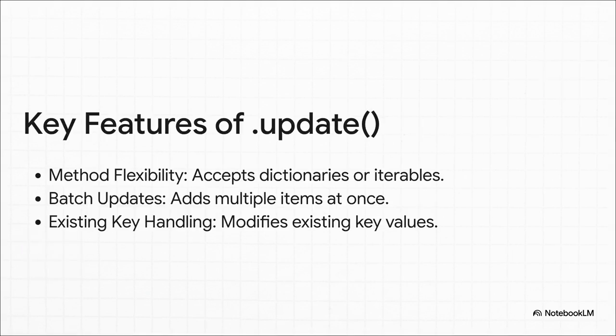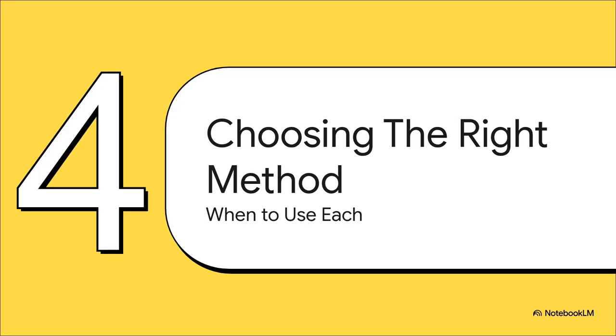So what are the big selling points for .update? First, it's super flexible. It doesn't just take dictionaries, it can handle other collections of key value pairs too. Second, and this is the main reason you'd use it, is for batch updates. You can add a whole list of items in one single command. So efficient. And third, it's pretty smart about handling keys that are already there. If you try to add a key that already exists, it won't crash. It'll update the value to the new one. Makes sense, right?